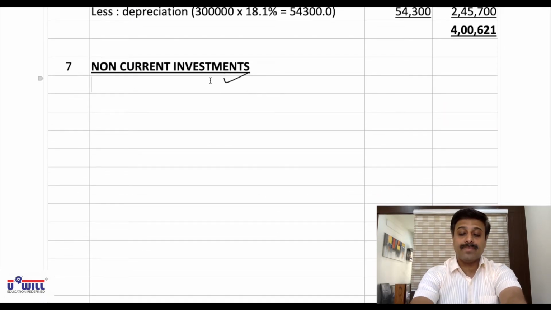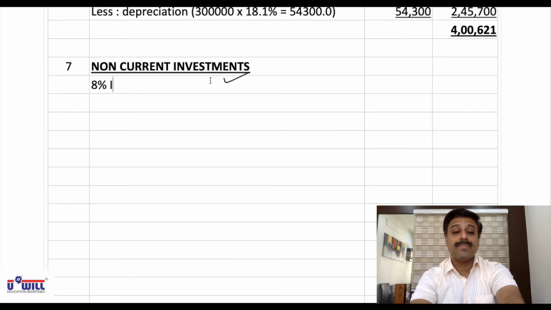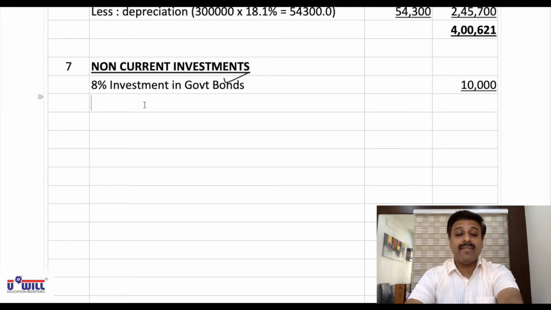8% investment in government bonds, 10,000. Total also 10,000, and in bracket we will write the market value. That is the disclosure.